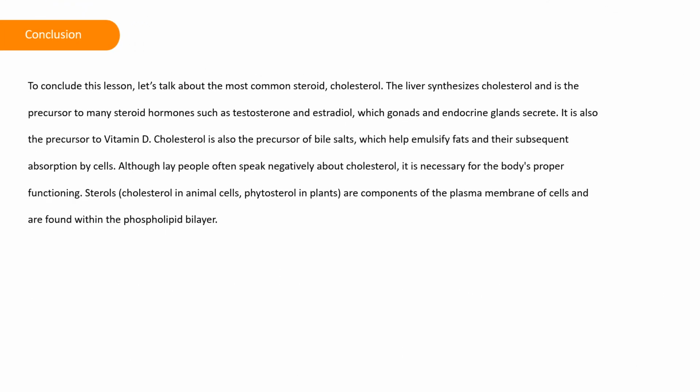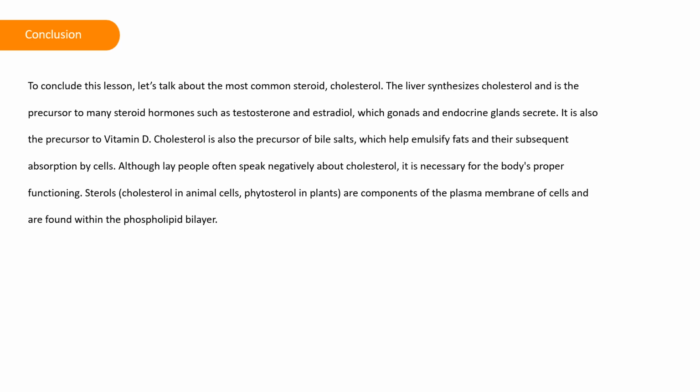To conclude this lesson, let's talk about the most common steroid, cholesterol. The liver synthesizes cholesterol and is the precursor to many steroid hormones, such as testosterone and estradiol, which gonads and endocrine glands secrete. It is also the precursor to vitamin D. Cholesterol is also the precursor of bile salts, which help emulsify fats and their subsequent absorption by cells.